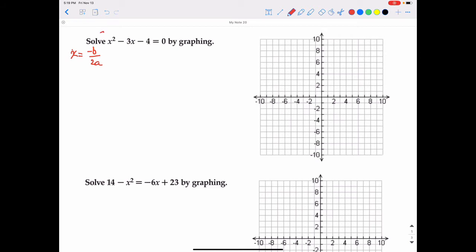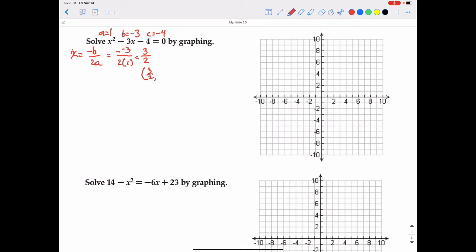So a is going to equal 1, because that's the coefficient of x squared. B is going to equal negative 3, and c is going to equal negative 4. So negative b would equal negative, and then negative 3, over 2 times the a value, which is 1. Negative 3 is positive 3, so that's 3 over 2. So the x value of the vertex is 3/2.